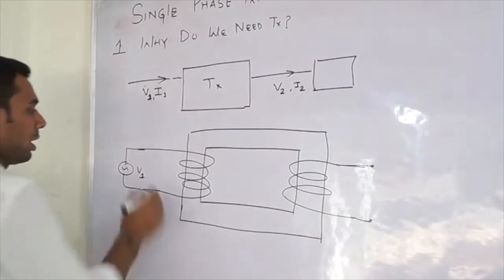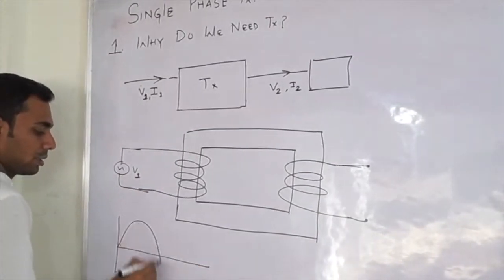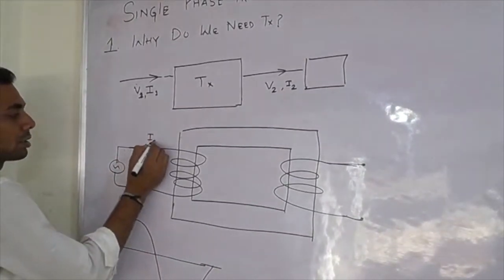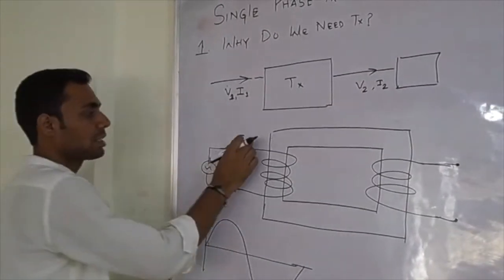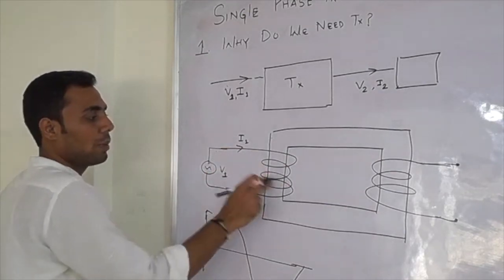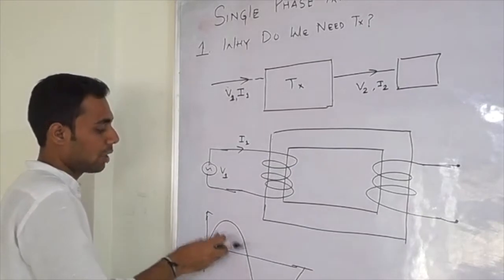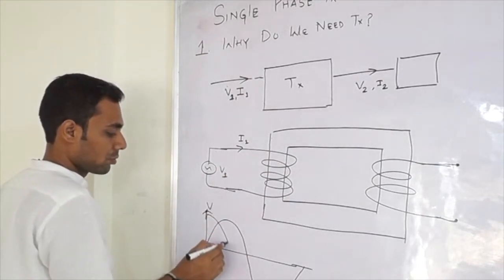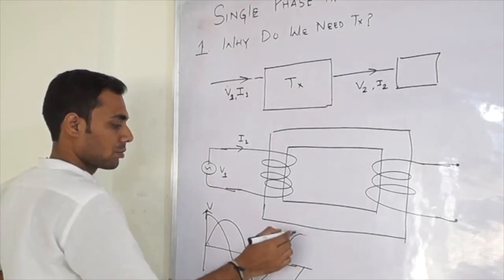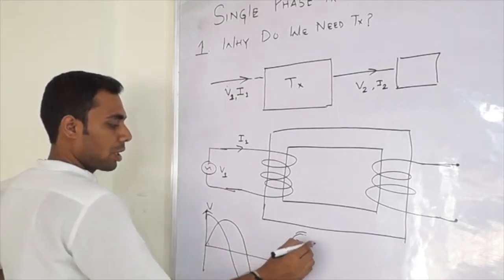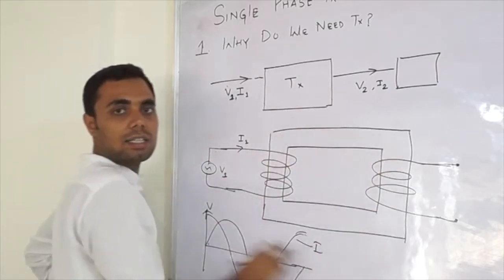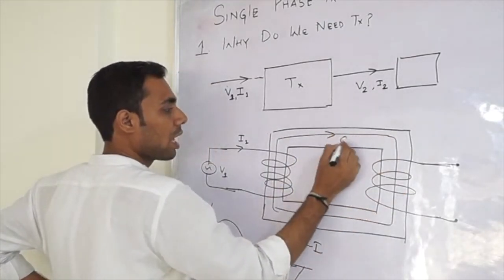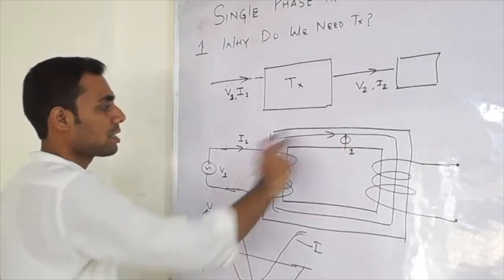What does this do? This voltage is AC in nature, so a current will flow through it. When this current flows, it will be 90 degrees out of phase with this voltage, because this is acting as an inductor. So this will be your current, and this AC current will produce a time varying flux. I am calling this phi 1. Okay, this is a flux.